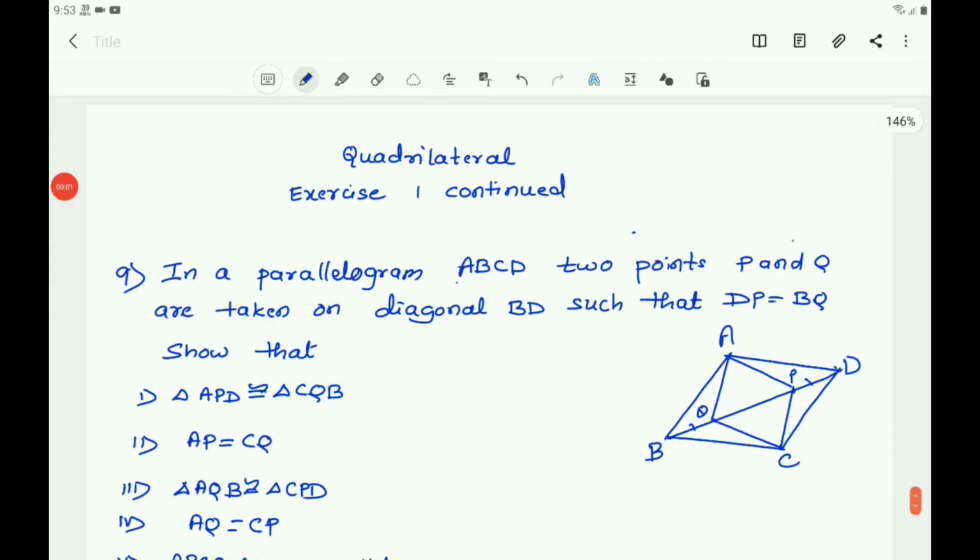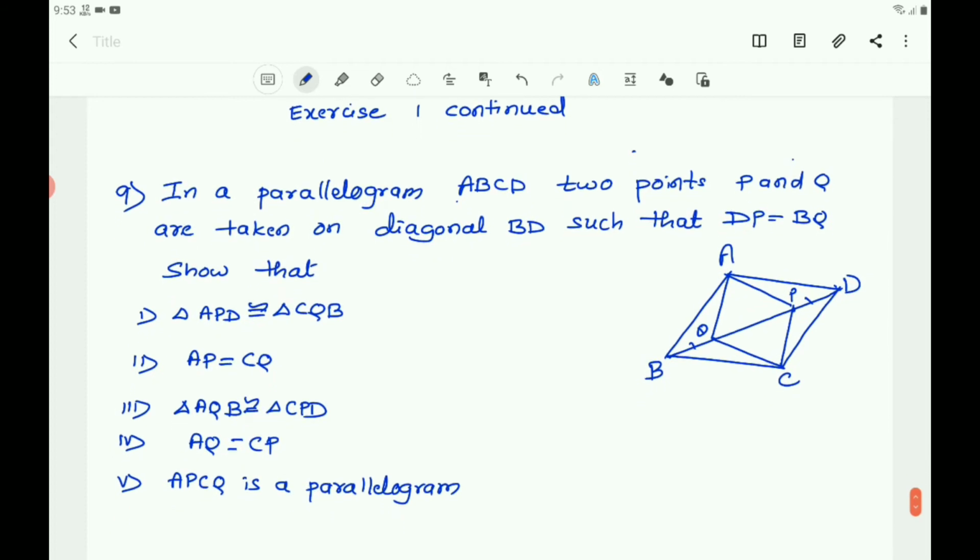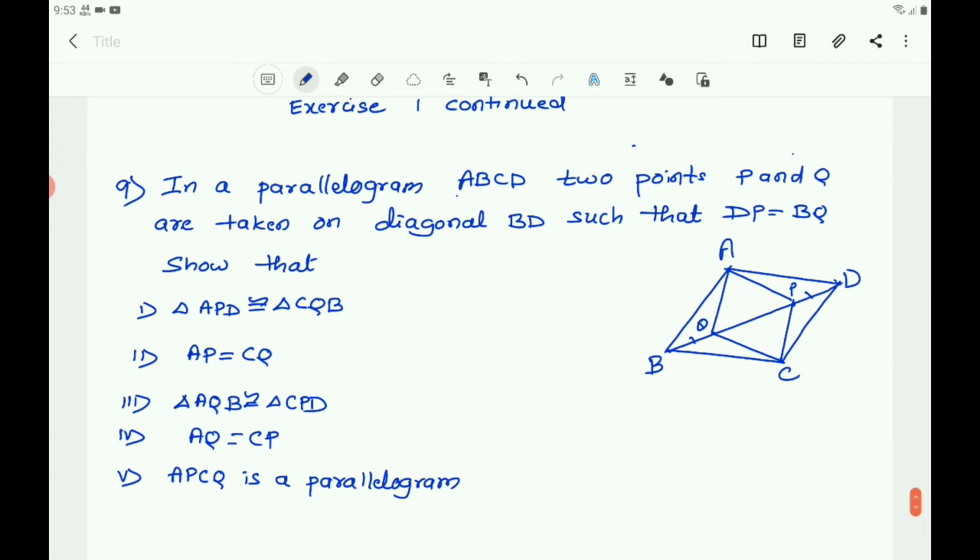Dear children, let us continue the chapter Quadrilateral. Now let us continue the exercise 1 of that chapter, the 9th question. In a parallelogram ABCD, 2 points P and Q are taken on diagonal BD such that DP equals BQ.